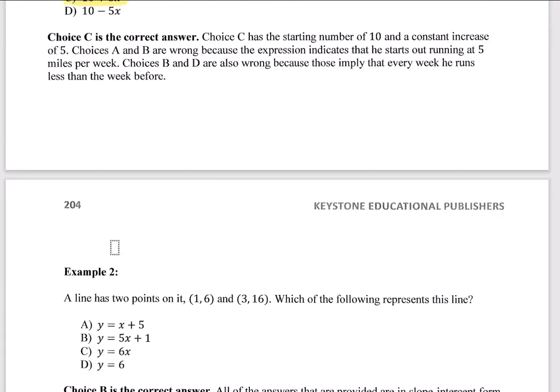The next question here says, a line, pay attention to that. A line has 2 points on it, this pair and this other pair, which are the points. Which of the following represents this line? Now we have the equation of a line. I don't know if you get now.